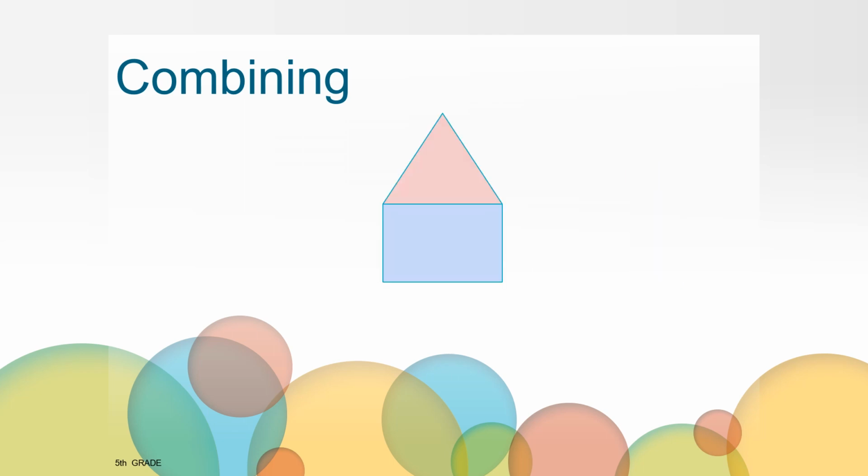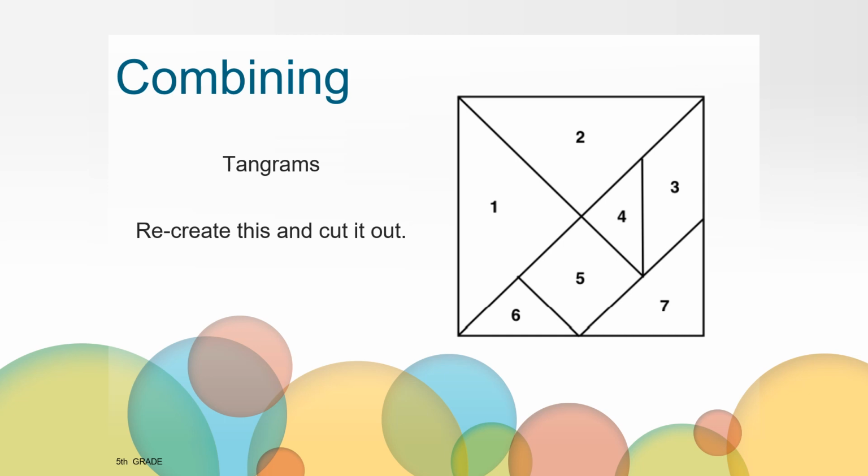Or you could create a pentagon that looks like a house. This is a pentagon because it has 5 sides. 1, 2, 3, 4, 5. A wonderful tool to help you combine polygons into a larger polygon are tangrams. And guess what? You're going to create your own set of tangrams.